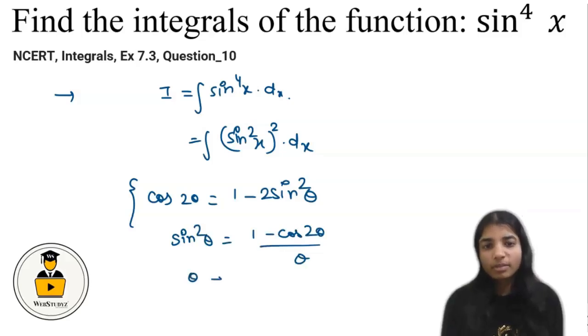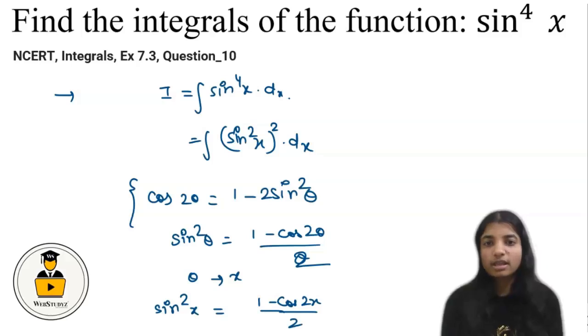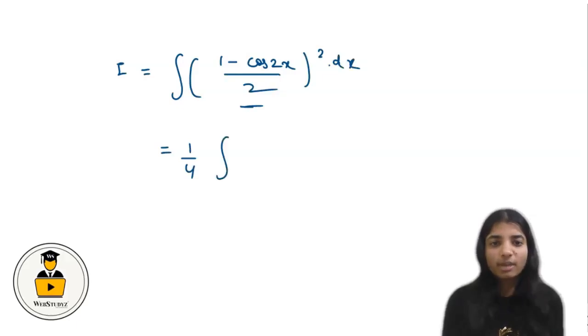Here we replace theta with x, so sine square of x equals 1 minus cos of 2x, divided by 2. From here, I equals the integral of 1 minus cos of 2x divided by 2, to its whole square, multiplied by dx. Square of 2 becomes 4, so we can write this as 1 divided by 4 integral of 1 minus cos of 2x to its whole square, multiplied by dx.